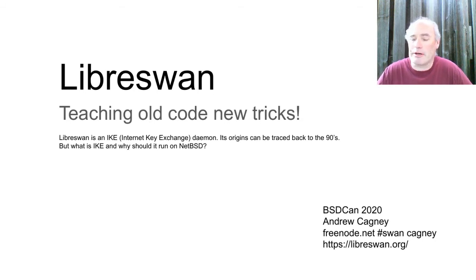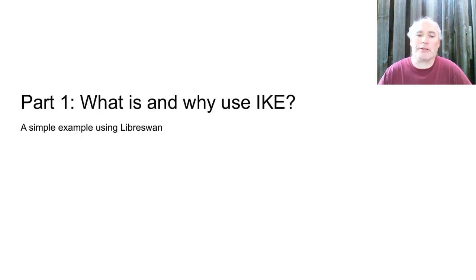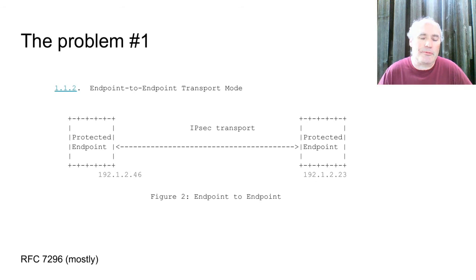So what are we going to look at? First, Libreswan, what is it? It's an IKE daemon, an Internet Key Exchange daemon. And then, why is it of interest to NetBSD, the BSD community more broadly? So first of all, what is and why use an Internet Key Exchange daemon? Let's do an example using Libreswan.